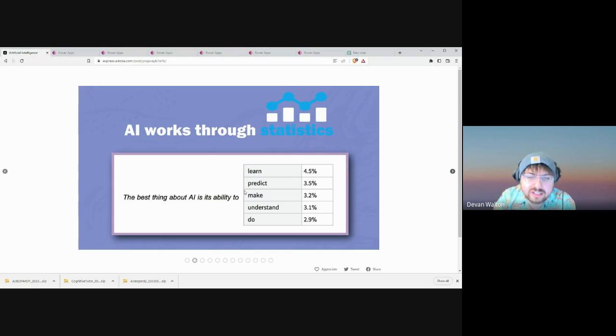Once it selects a word, like in this case, it would most likely select the word "learn," it adds that to the sentence, and then it repeats the process again, where it tries to figure out what the most likely next word, or most likely next punctuation, would be. So that's the general gist of how artificial intelligence works. It works through statistics.